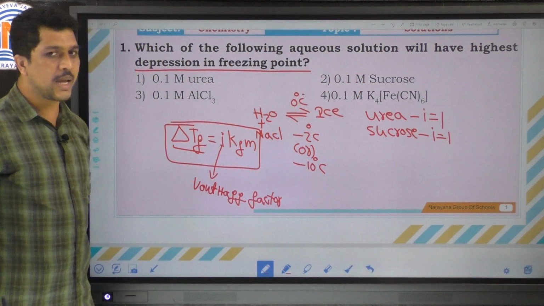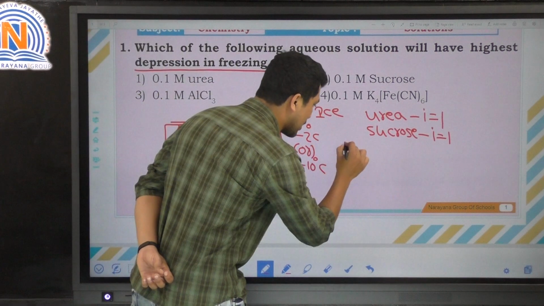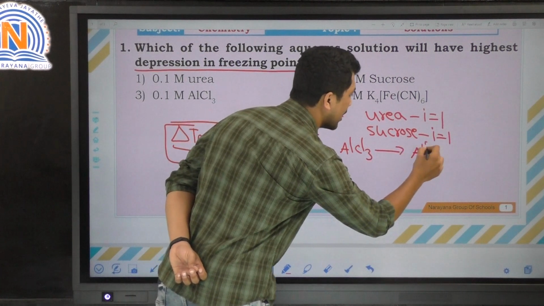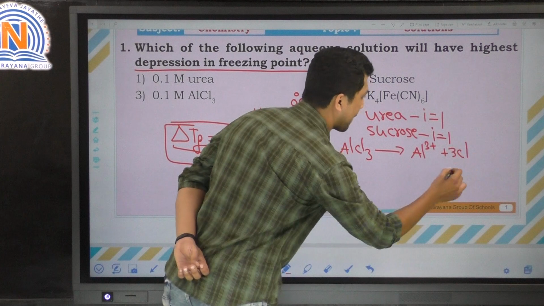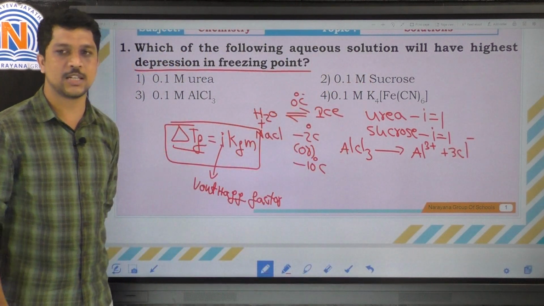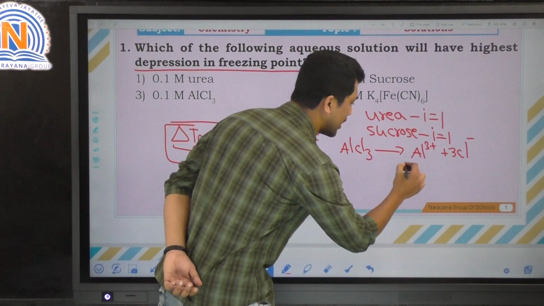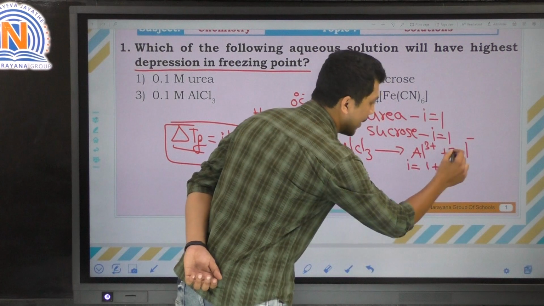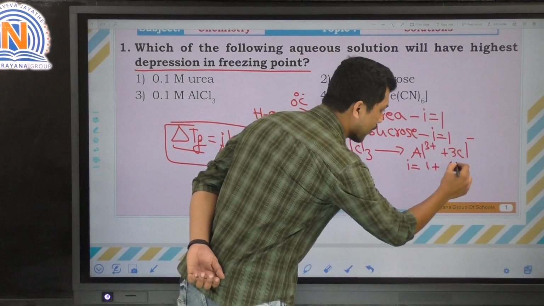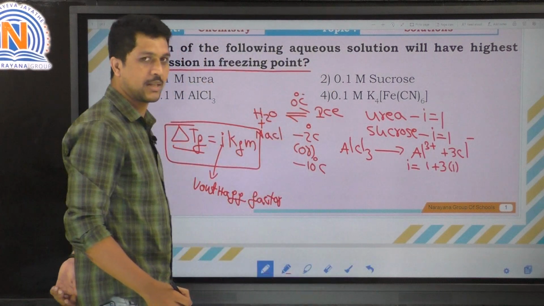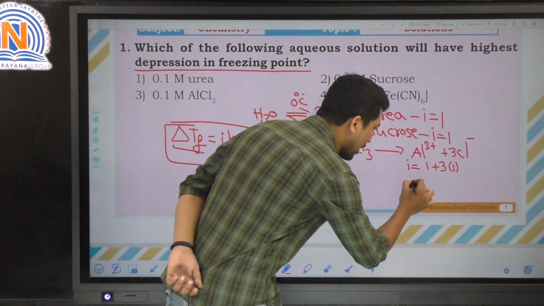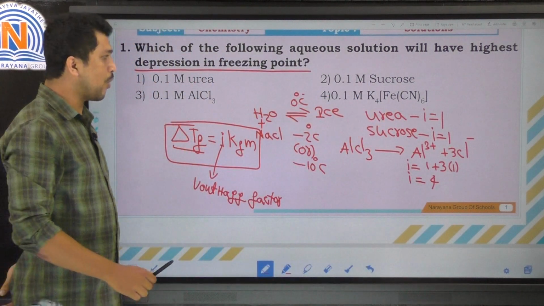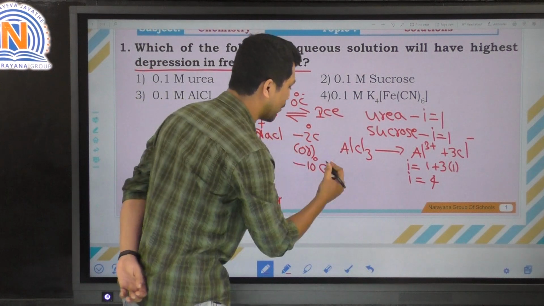When you come to AlCl3, AlCl3 is a salt. When you dissolve it in water, it will dissociate into ions: Al3 plus and 3Cl minus. So what is the van't Hoff factor for AlCl3? For Al3 plus the van't Hoff factor is 1, plus Cl minus has van't Hoff factor 1, but 3 Cl minus ions are there. So the final van't Hoff factor for AlCl3 is 4.